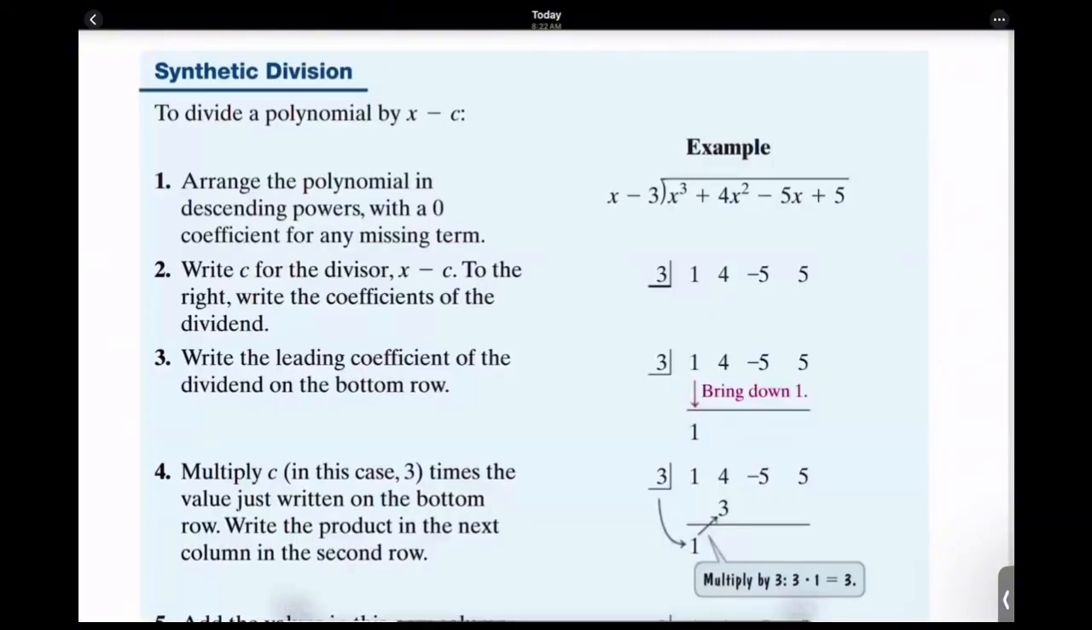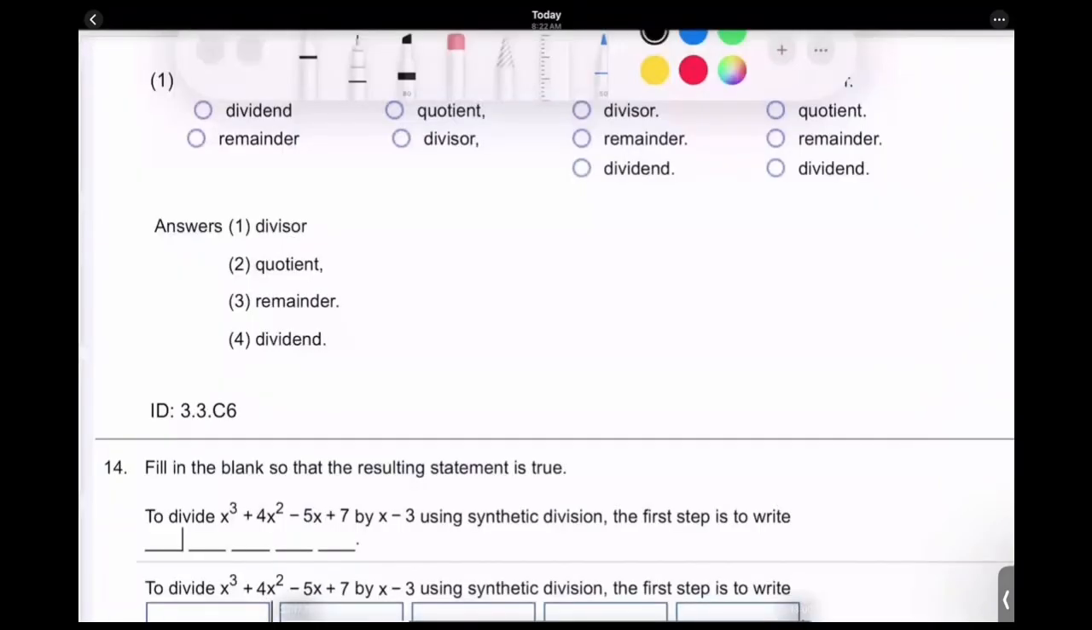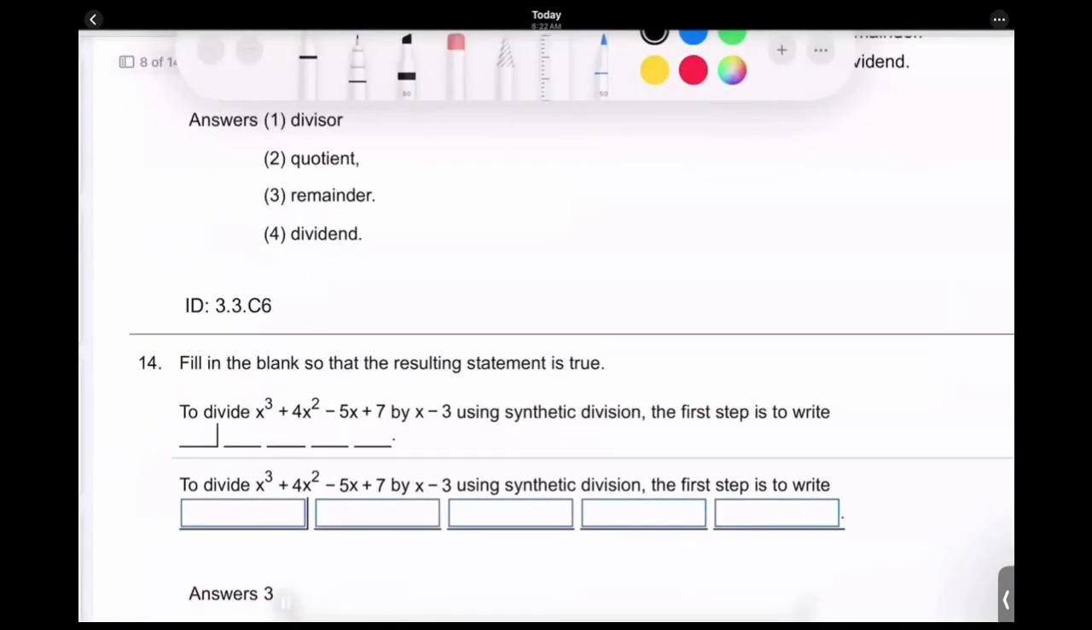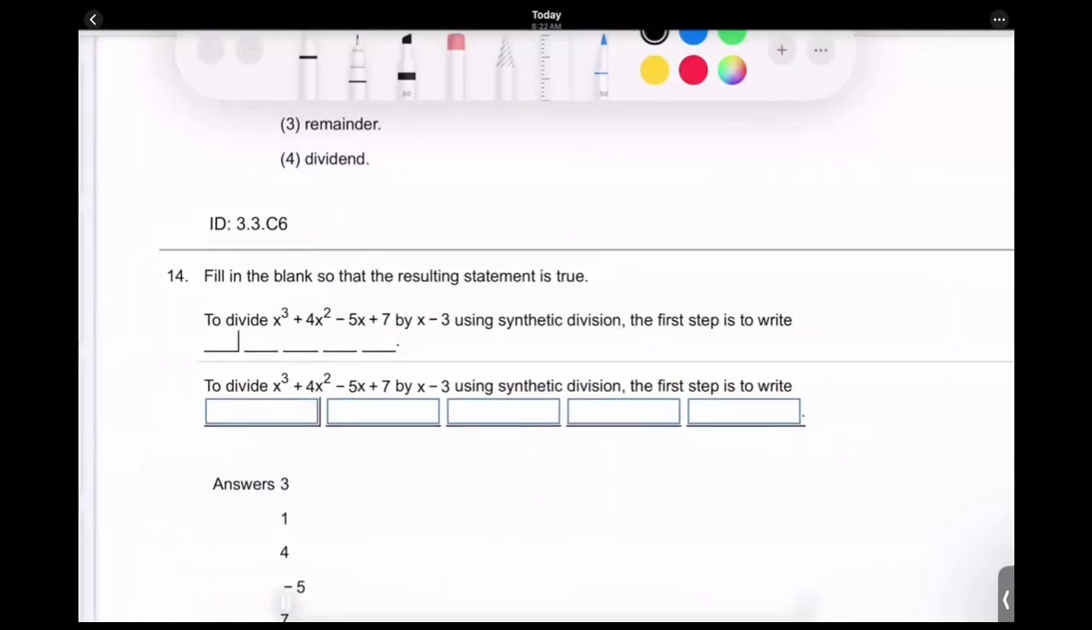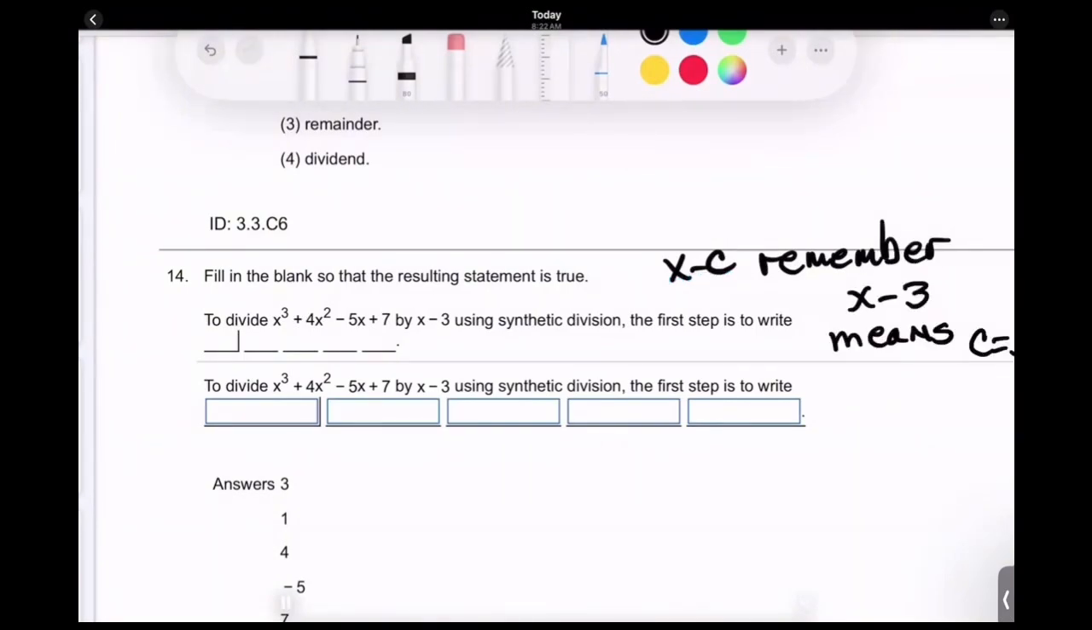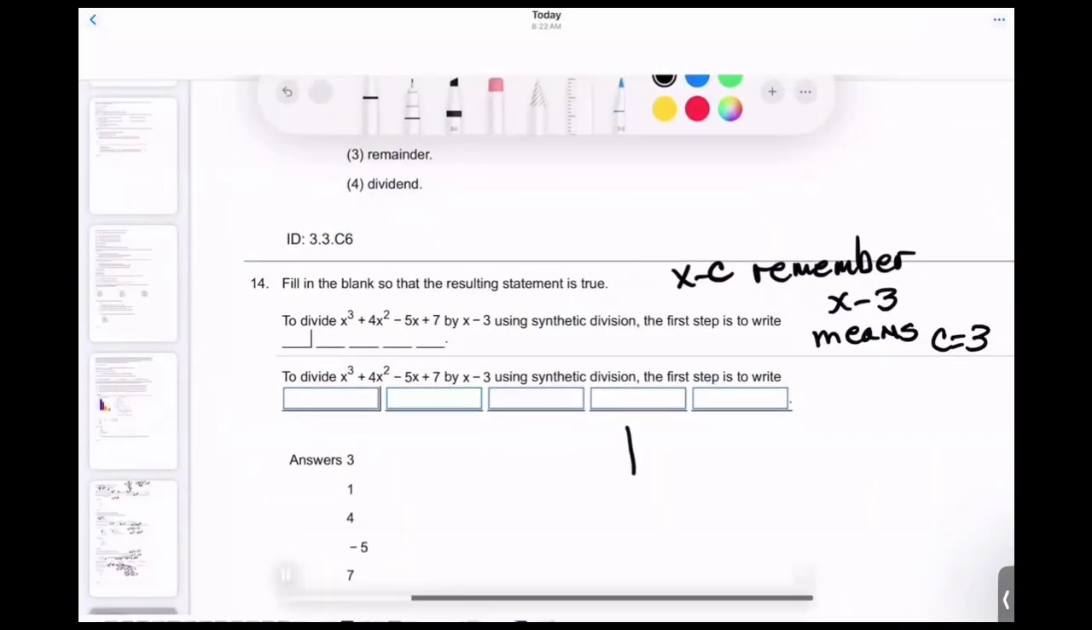So I'm going to fly through some of that and then go back to the original problem. All you have to do in number 14 is replace the boxes with the numbers. The first step is to write the 3. Also, you see, I do it a little backwards. I like to write the division symbol upside down. I like it that way. You don't have to do it my way. You can do it whatever way you want.